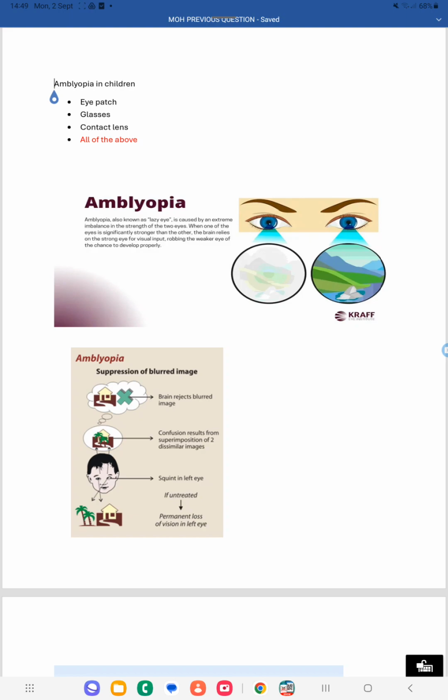So we'll start with the first part of the question paper discussion. The first question was related to amblyopia in children. Amblyopia means lazy eye. Okay, so that is the synonym of amblyopia.